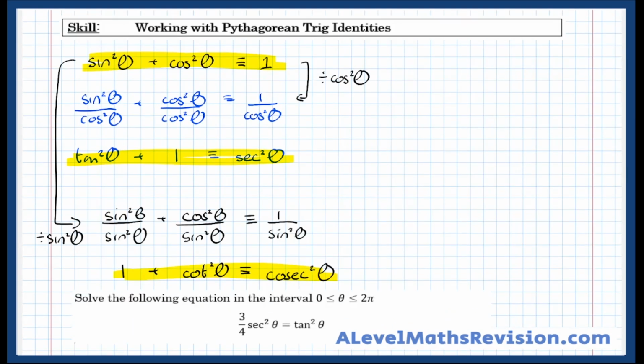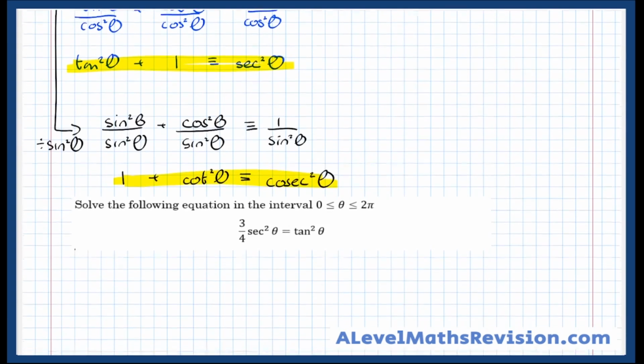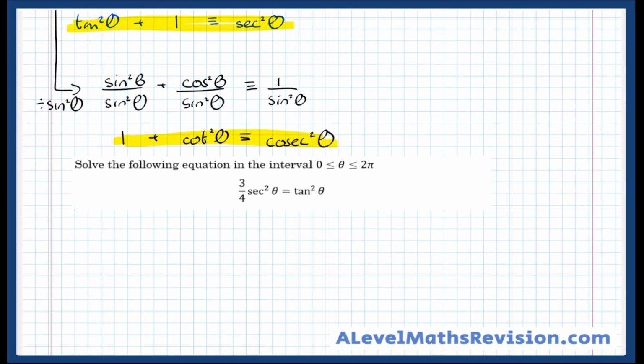And here's an example question to put them into practice, and I'm only going to concentrate on the 2 newly learned trig identities, which are the 2 on screen now, highlighted yellow. And you've got to decide an appropriate one to use. So here the question says, solve the following equation in the interval 0 less than or equal to theta less than or equal to 2 pi, and the equation is 3/4 sec squared theta equals tan squared theta.